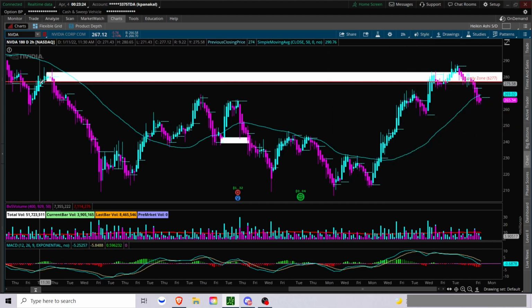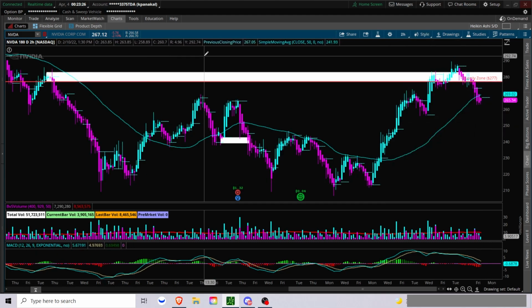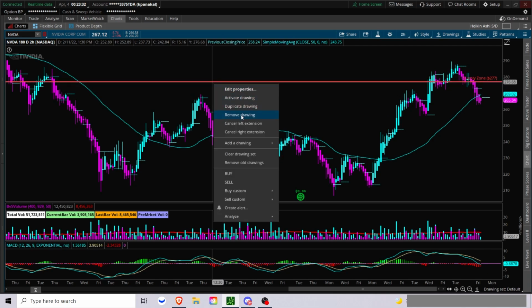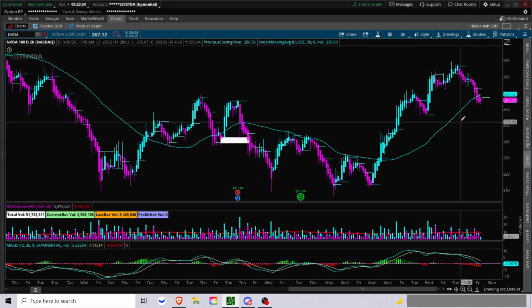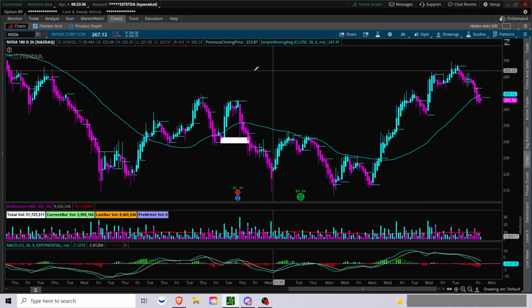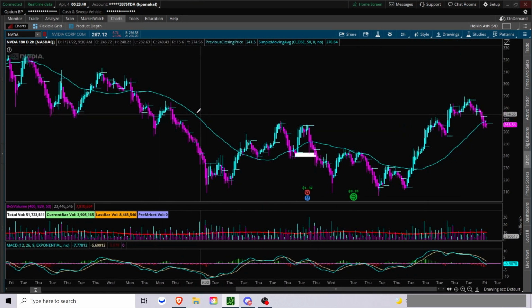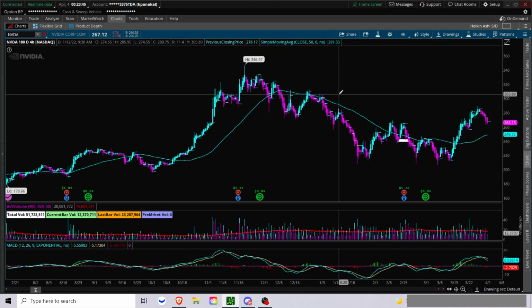Let's move to Heiken-Ashi. Okay, so the supply zone is actually no longer validated because we broke above it and we did close above it, so it's not worth it to keep. Is there any supply zones that are worth looking at? Yes, there is. Let's go back to the 4-hour.